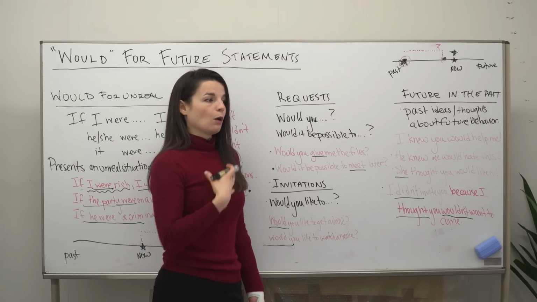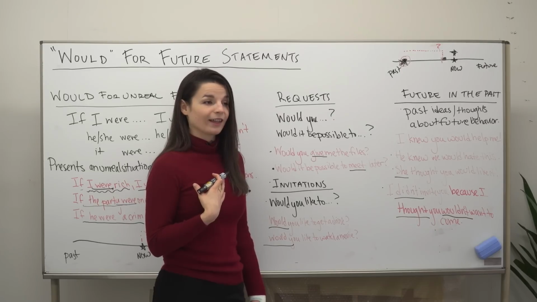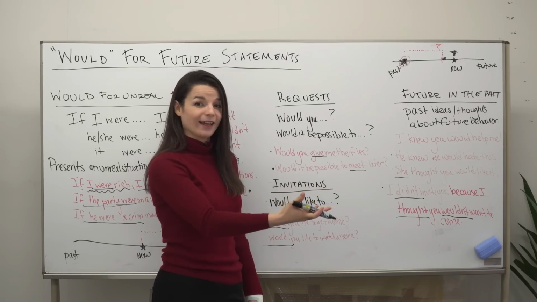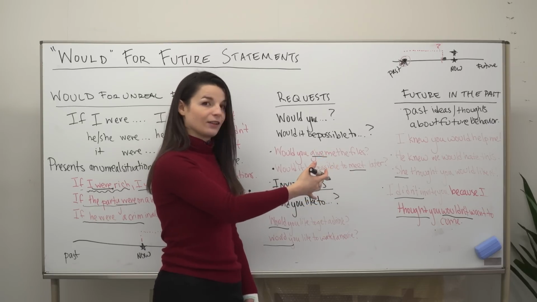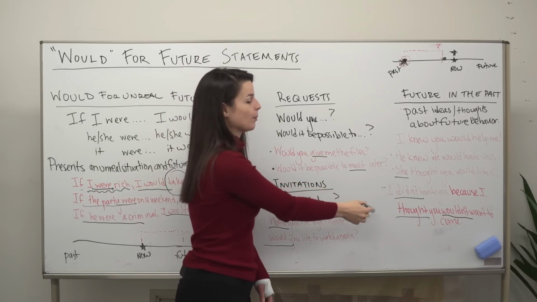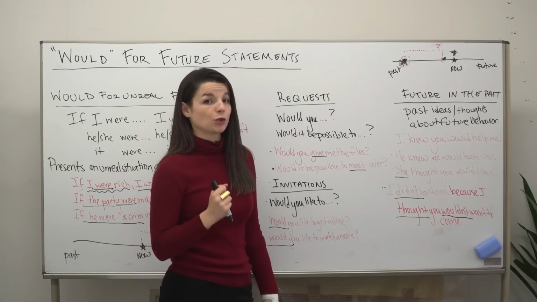So meaning, at the point in time when I was planning the event, I thought the listener would not want to attend the event in the future. So I didn't invite the listener here. So in this way, we're seeing actually two things happening in the past. I didn't invite you because I thought you wouldn't want to come.